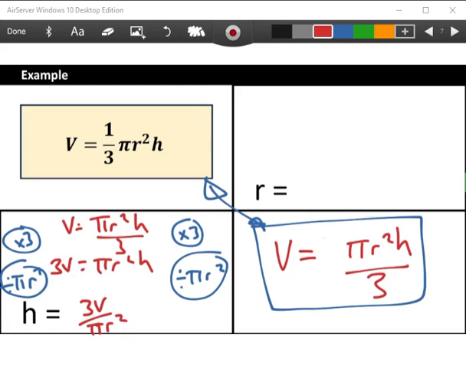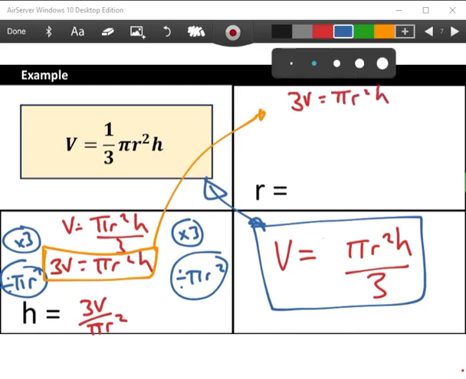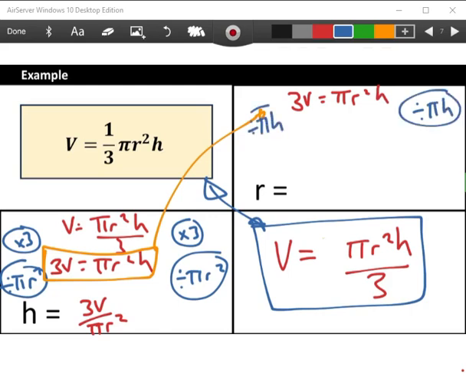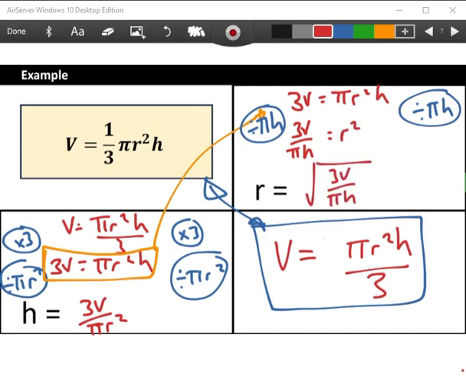Okay, then to find r, we've got slight complexity here because we've got r squared. So if we cheat a bit and take this one here, now this is right. 3V equals pi r squared h. Now what we're going to do is divide by h and that bit, pi. That will leave me with 3V over pi h equals r squared. So r will equal the square root of 3V over pi h. Again, that's what we're looking for.